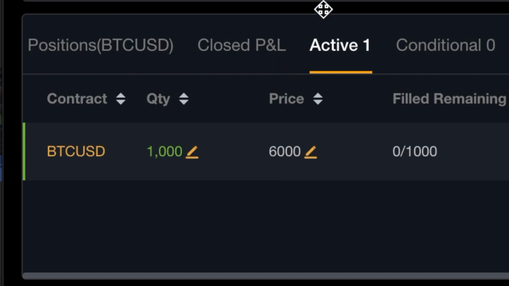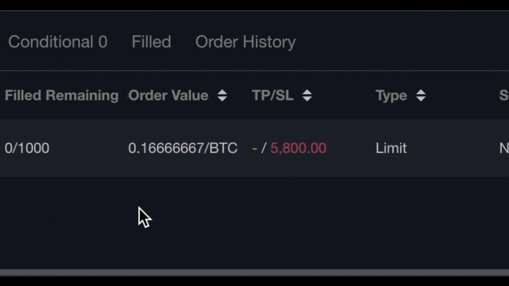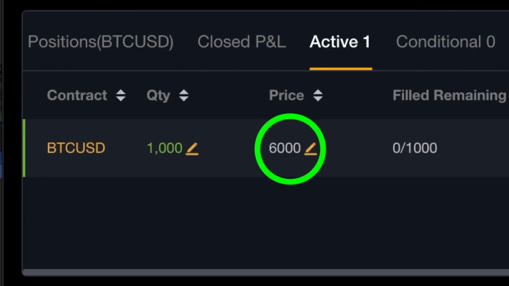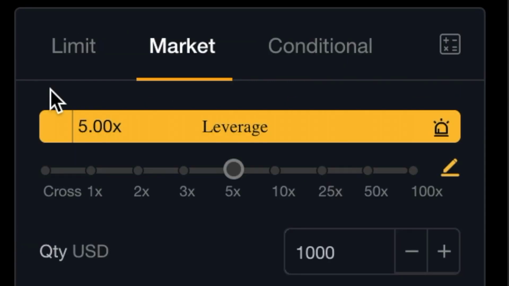So right here in the order book, we can find the active or limit order, which is a quantity of 1,000 US dollars at a Bitcoin price of 6,000 US dollars. Our order value is 0.16 Bitcoin, and our stop loss is at 5,800. So when the price of Bitcoin comes to 6,000, our position will be filled and we will be in a long position. A market order is different.